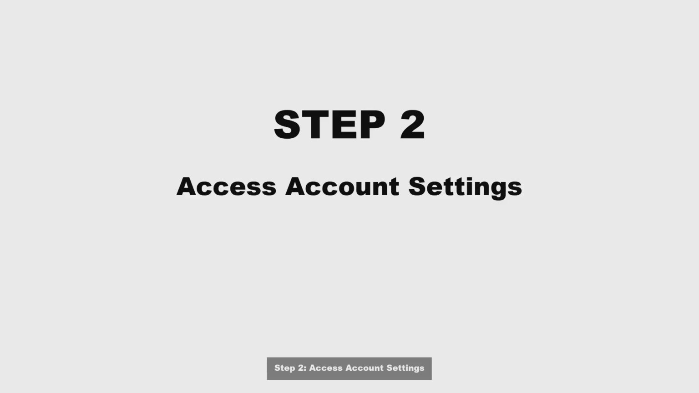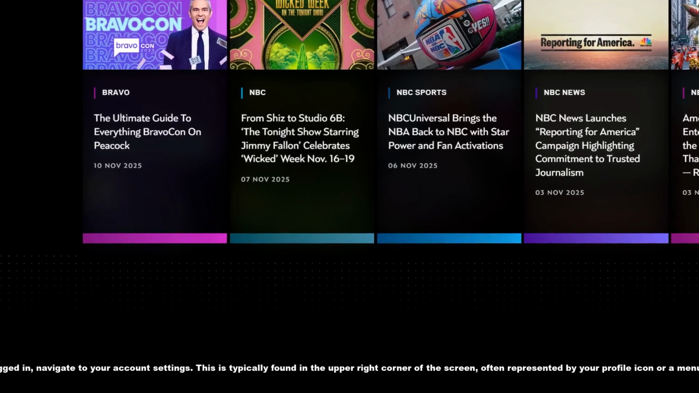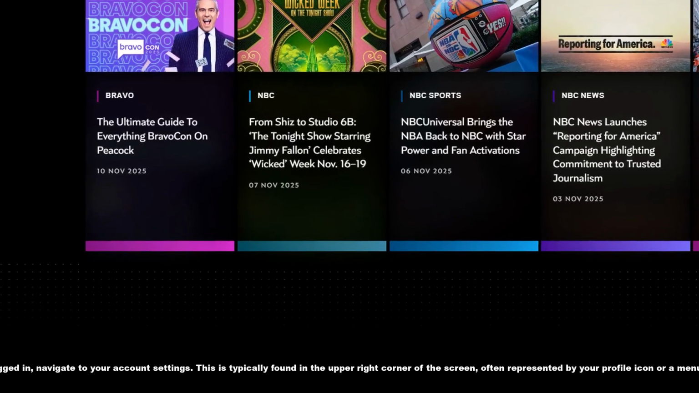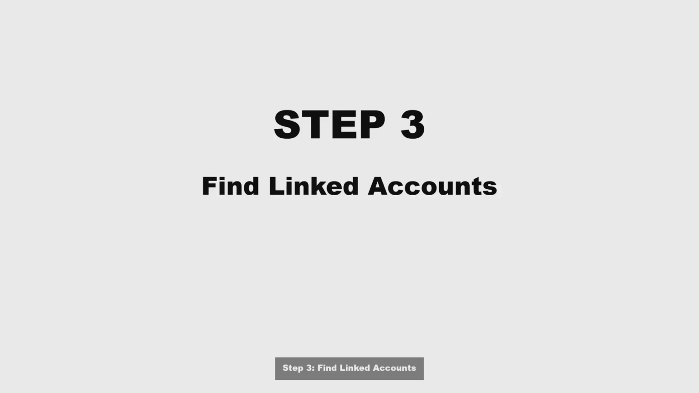Step 2. Access account settings. Once logged in, navigate to your account settings. This is typically found in the upper right corner of the screen, often represented by your profile icon or a menu option. Step 3. Find linked accounts.